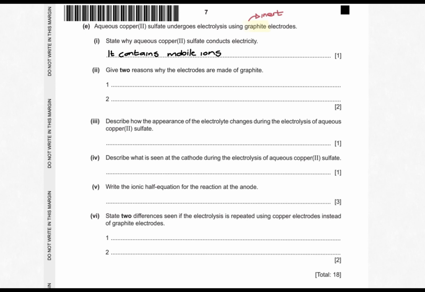The second question asks to give two reasons why the electrodes are made up of graphite. We already know the first reason, the fact that graphite is inert. The second reason is that graphite will be able to conduct electricity.